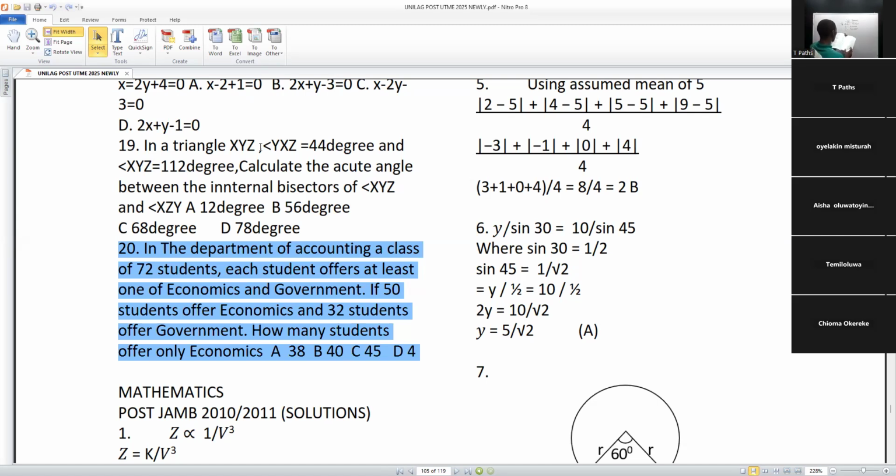How many students offer only economics? The same question as the previous one. Class, I believe you have the idea of this question. You can solve this question even without me solving it. Is that clear? We are going with the same process, same method, same logic. So we start with the diagram.